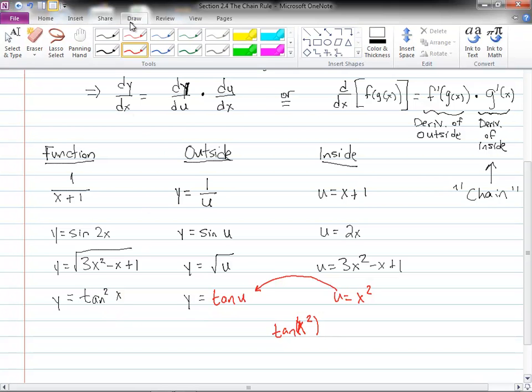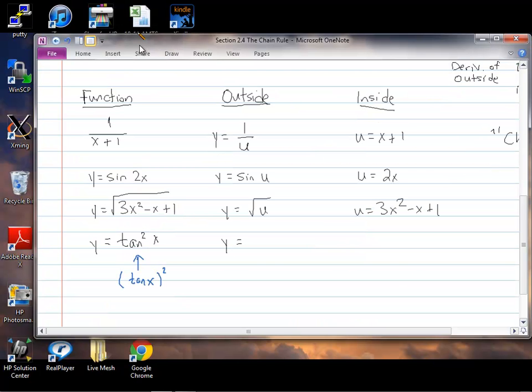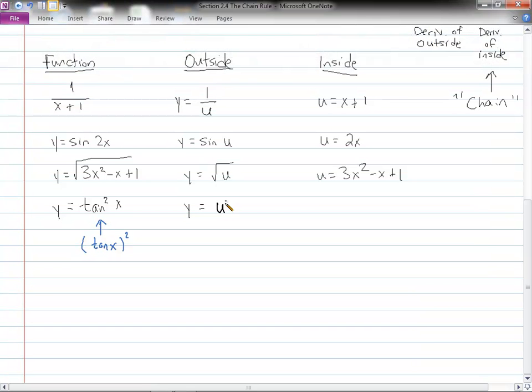So what I really want to do is think of this guy. Anytime you see a square like that, that's like tangent of x quantity squared. See how now the container function is the u squared, and then u is tangent of x. Hey, that darker is easier to see. I'm going to keep using that.